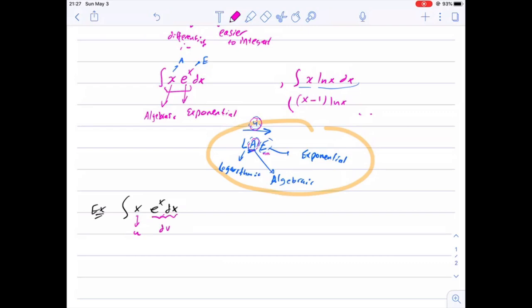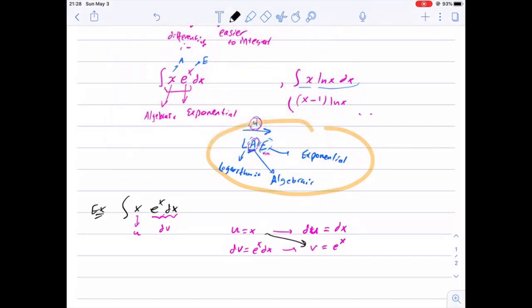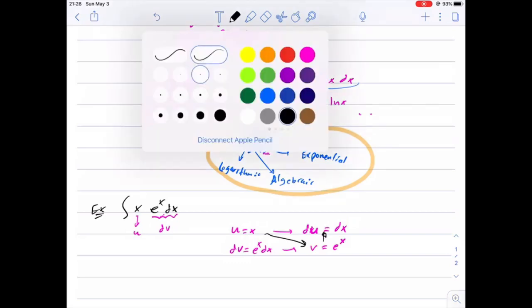After determining this, we write u equals x, and then find the derivative of this. The derivative of u is dx, and then dv is e to the x dx, and we integrate this. What is the integral of e to the x? It is just e to the x, and then we multiply this way. We multiply this way and integrate this product.